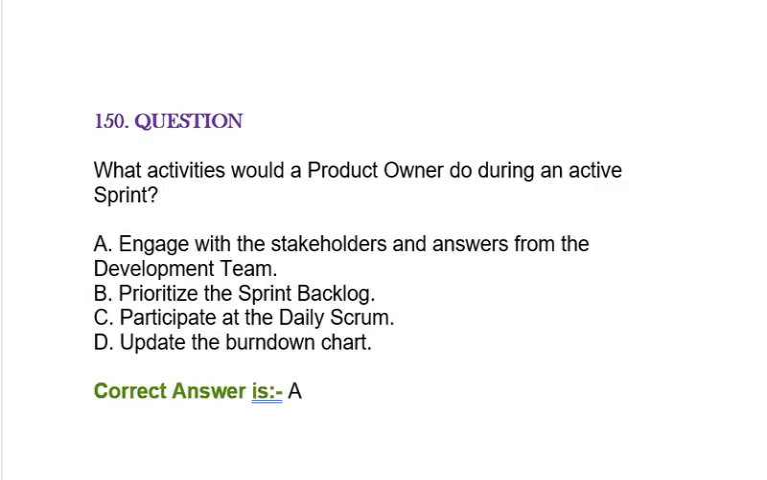Question is, what activities would a product owner do during an active sprint? Option A, engage with the stakeholders and answers from the development team. Option B, prioritize the sprint backlog. Option C, participate at the daily scrum. Option D, update the burn down chart. Correct answer is option A.